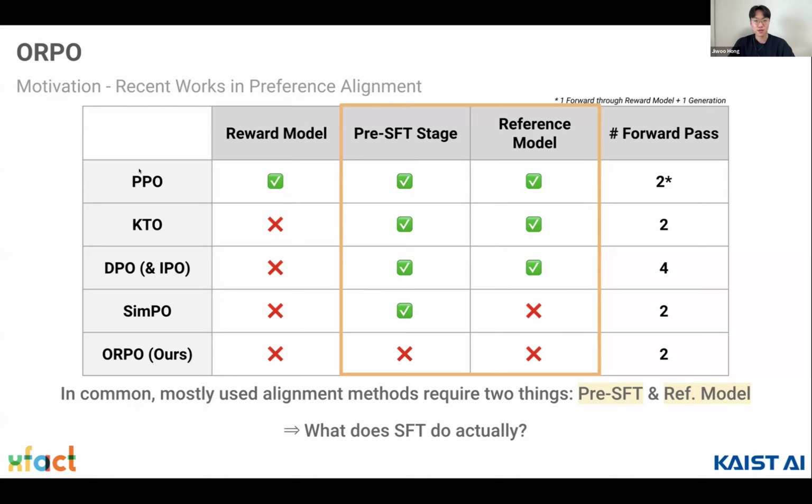So if we compare a lot of methods, including ORPO, we can see that other methods require the pre-SFT stage. So the natural question that I had from looking at the previous methods was: what is SFT actually doing in the context of preference alignment?